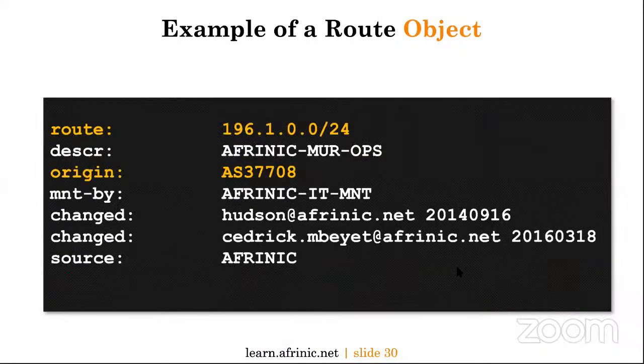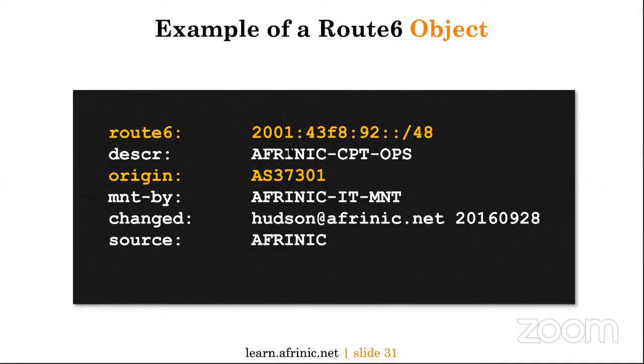So this is an example of a route object. This is just the prefix you see, and the origin AS. These are the two highlighted keys there. And the same thing applies to a route6 object. You have the prefix, the IPv6 prefix, and the originating AS.